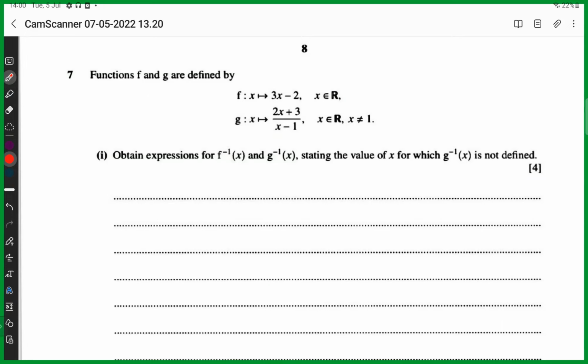Okay, g of x is 2x plus 3 divided by x minus 1, and then the domain says x belongs to the set of real numbers and x is not equal to 1. It means every number on the number line except x equals 1. Why do we have this here? Can anyone tell me? Any idea about it? Why is it like this? Why can't we use x equals 1 in g of x?